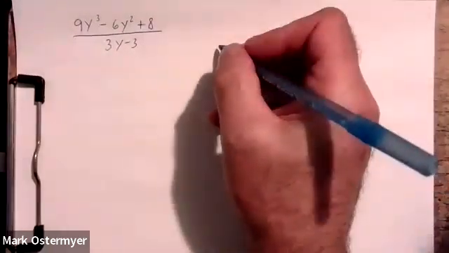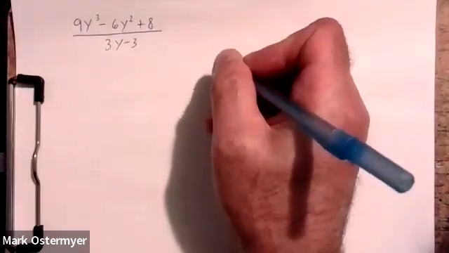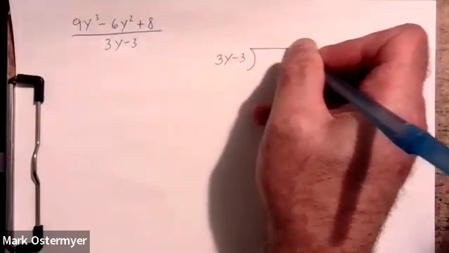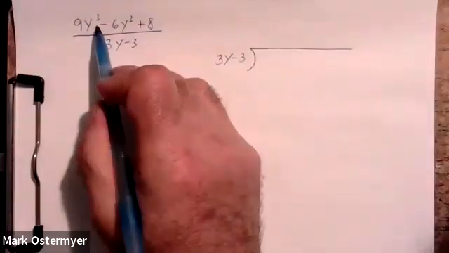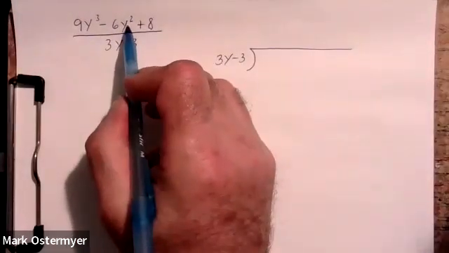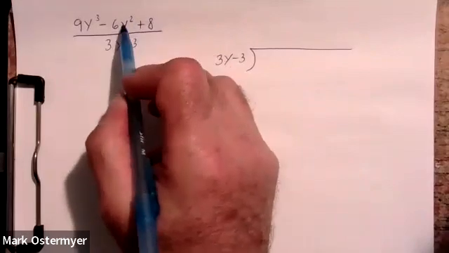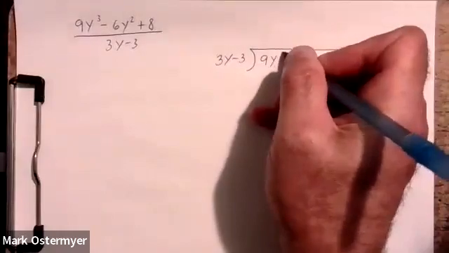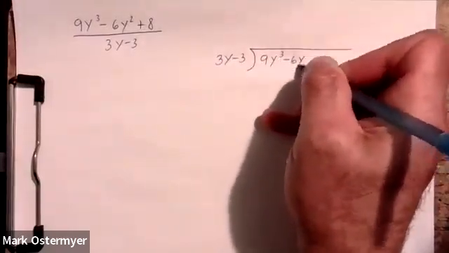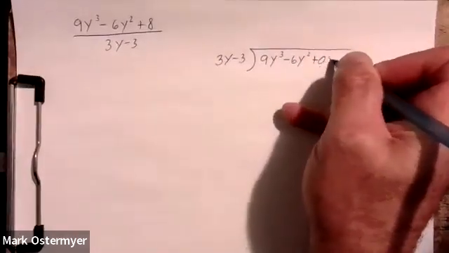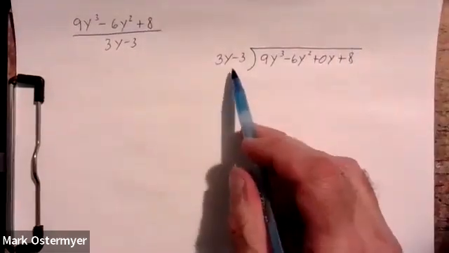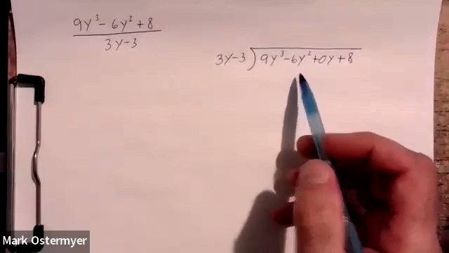All right, so I'm going to set this up. My divisor is 3y minus 3. Now, my dividend's got a third degree term and a second degree term, but it's missing a first degree term in between the second degree term and a 0th degree term. Because of that, I'm going to have to insert what's called a placeholder in the form of 0y. Notice that both my divisor and dividend are written in descending order.